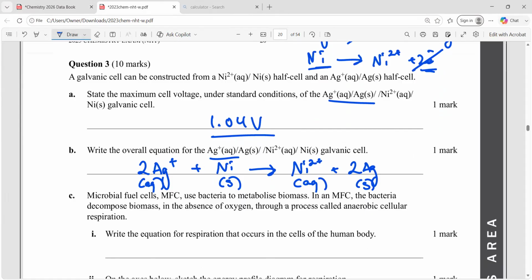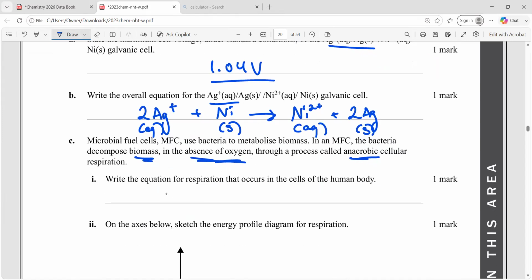Microbial fuel cells use bacteria to metabolize biomass. In a microbial fuel cell, the bacteria decompose biomass in the absence of oxygen through a process called anaerobic cellular respiration. Write the equation for respiration that occurs in the cells of the human body.